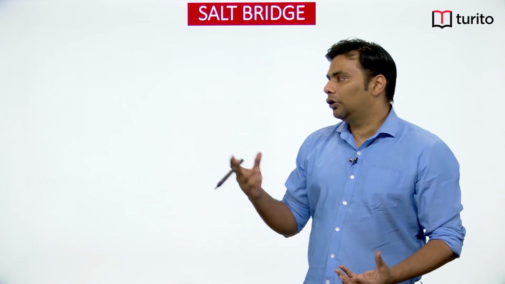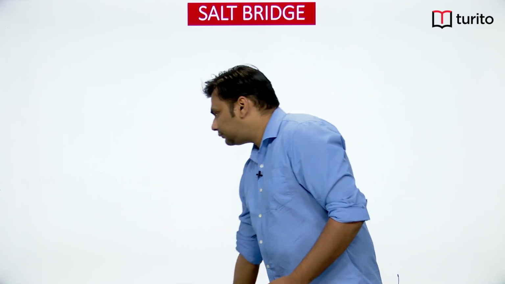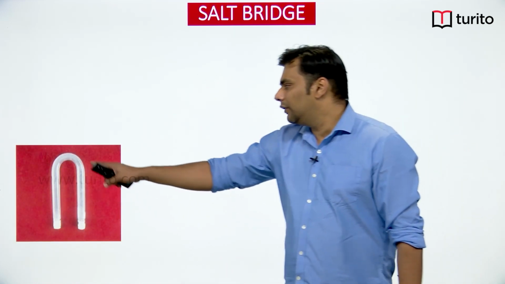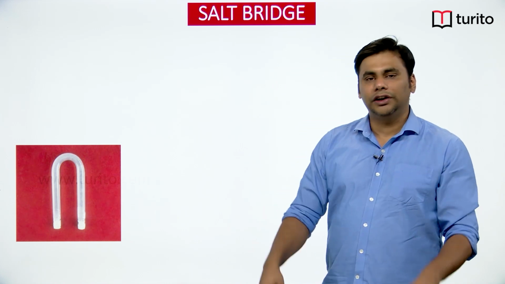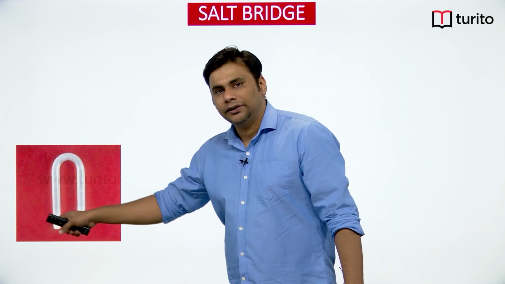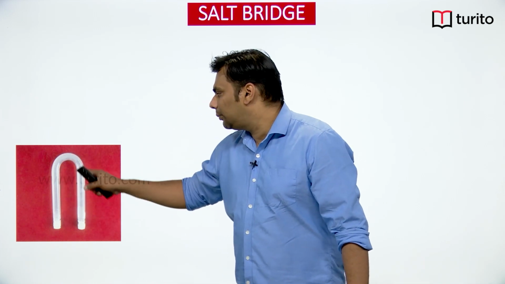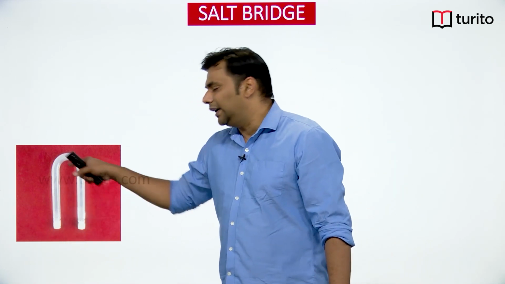So the salt bridge, we have already told that the salt bridge is something like this. It is an inverted U-shaped tube that is dipped in both the solutions. This has porous ends, which allow the exchange of ions. So the ions that are present inside this can go into the solution, but none of the ions of the solution can enter into it.